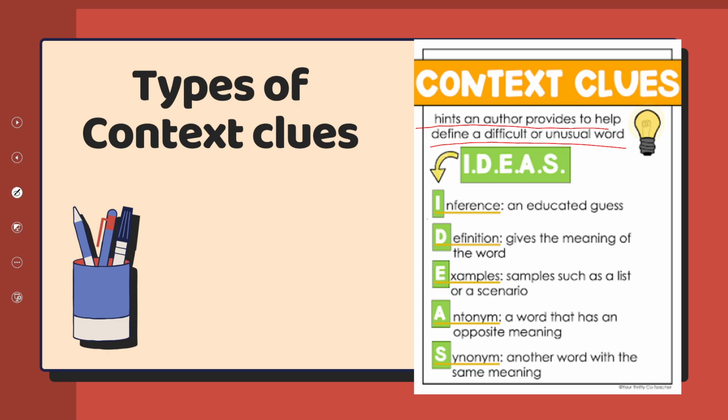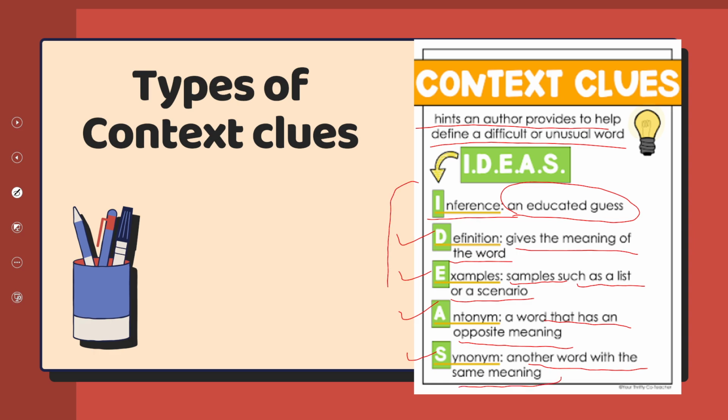Number one, inference, which is an educated guess that you make while you're reading the passage or the paragraph. The definition, through which you can easily understand the meaning of the word. It gives the meaning of the word. Examples, it is samples such as a list or a scenario. So through examples, you can also have an idea about the word that you are looking for the meaning of, or the unfamiliar word. Antonyms, a word that has an opposite meaning, and synonyms, another word with the same meaning.